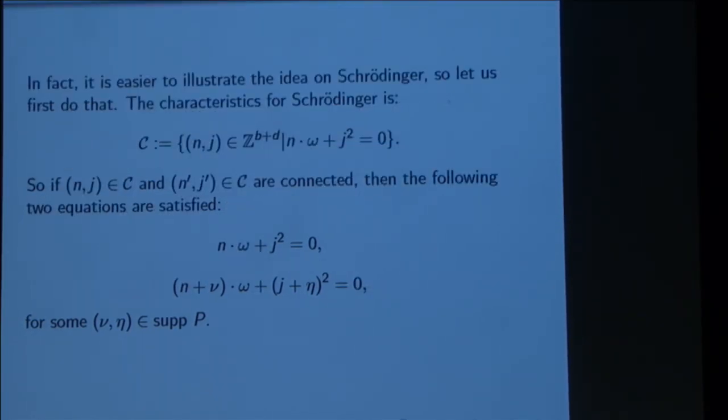This is very underdetermined because we're in high dimensions. You can have precisely many solutions. This is the key point. In fact, it is easier to illustrate the idea on Schrodinger. It's the same idea, but the variable reduction is much easier. That's why I'm going to explain it on Schrodinger. So on Schrodinger, you have the same two equations, but you don't have a square here. So this is what saves you.